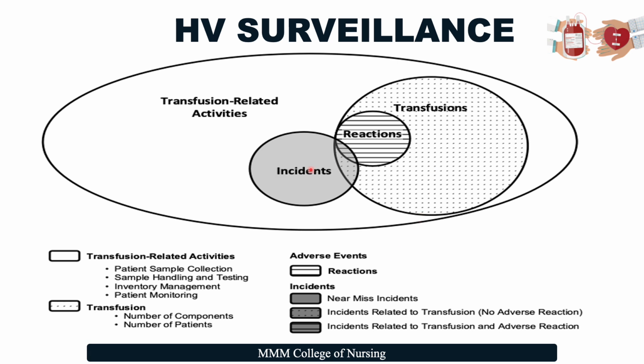And incidents involve errors or deviations in any stage of the transfusion chain, such as sample collection, testing, or administration. And some incidents may occur without causing any adverse reaction, whereas some incidents may occur which cause adverse reaction. The overlapping area thereby emphasizes that hemovigilance captures both clinical reactions and system-related incidents, enabling early detection of errors, prevention of recurrence, and continuous improvement in transfusion safety and patient care.